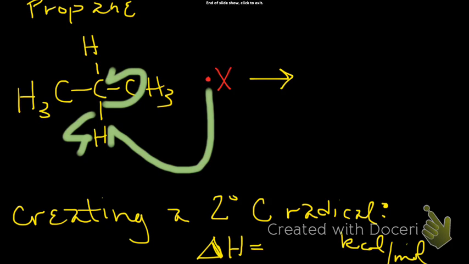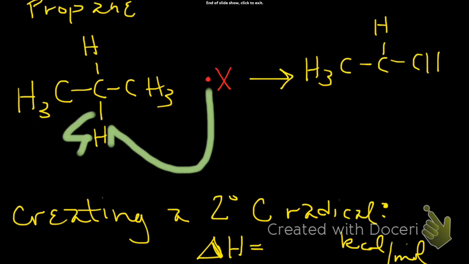And now we're going to be left with, and I'm really exaggerating this radical here, once again, two species. One will be the newly formed secondary carbon radical, and the other one will be the hydrogen halide, once again.